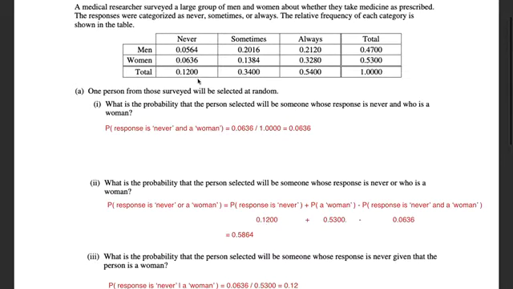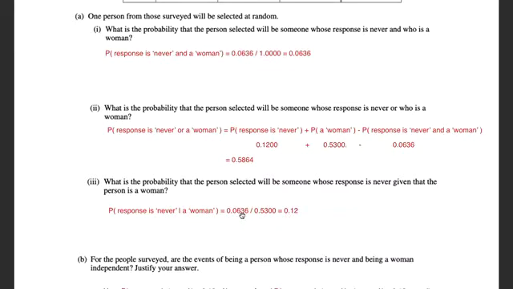And the numerator, I'm interested in the women that are also nevers. So that is the intersection of the woman row and the never column. That's the 0.0636. So that 0.0636 divided by the 0.5300, that makes exactly 0.12.